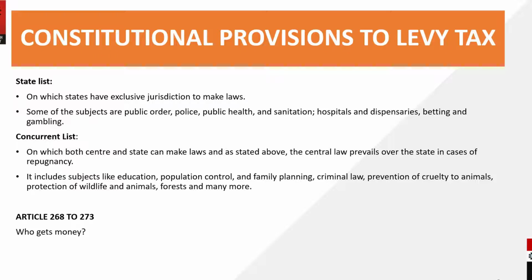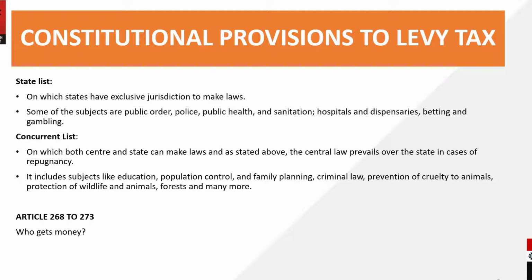The next and the last bifurcation is Articles 268 to 273. These articles decide who is going to get the money which is collected by the government in the form of tax. Whether the state government will get the money or the central government will get the money. And as far as the state government is concerned, which state will get the money. All these things are decided under Article 268 to Article 273. So these are the constitutional provisions to levy tax as per the Constitution of India.